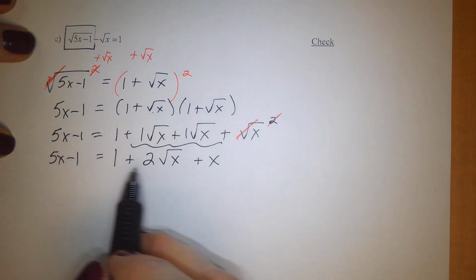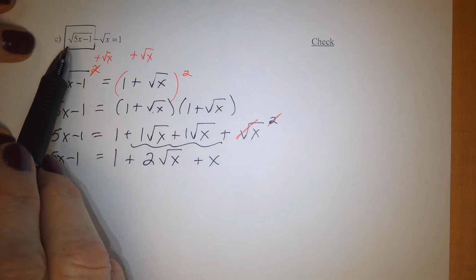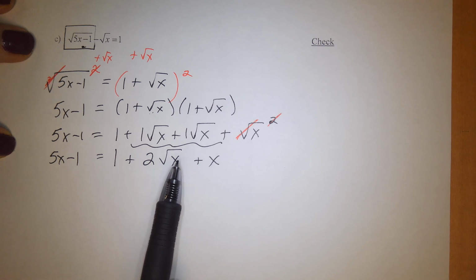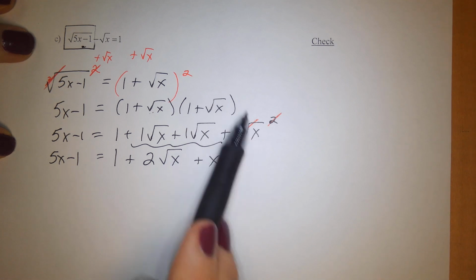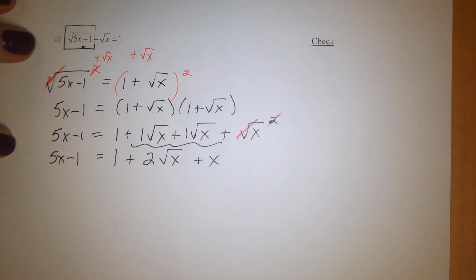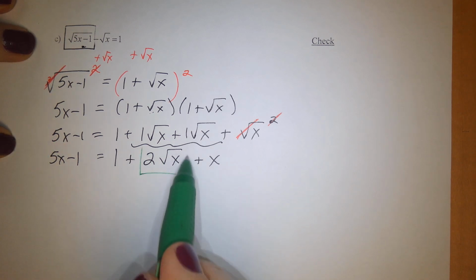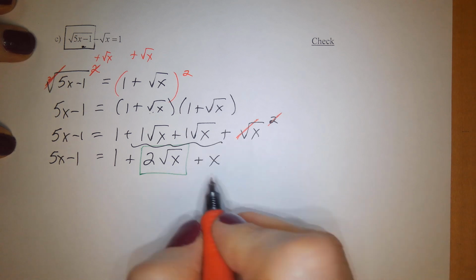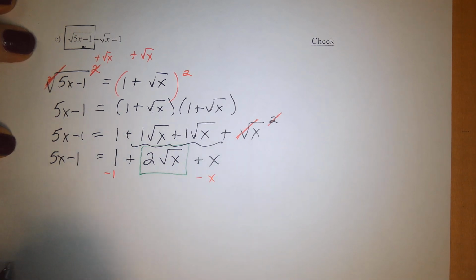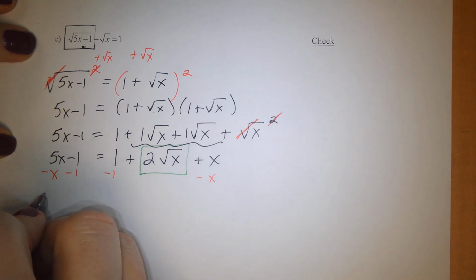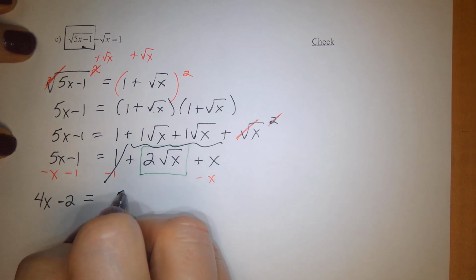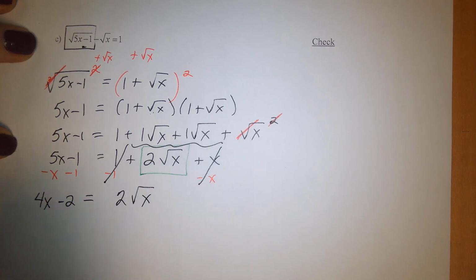So now when you look at this equation, you can see that I've managed to get rid of one of the square root symbols, but I still have one more to deal with. Now we're going to redo this whole process over again. This time I'm going to isolate this square root and move everything to the other side. So I'm going to move this x and this 1 over to this side. So that's going to give me 4x minus 2 equals 2 square root of x total.